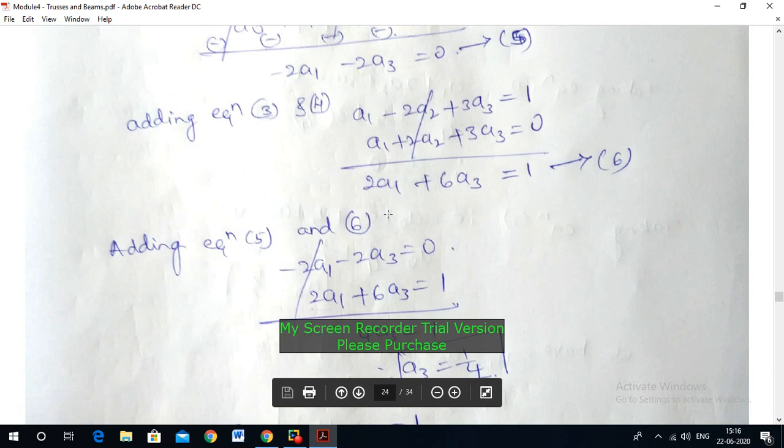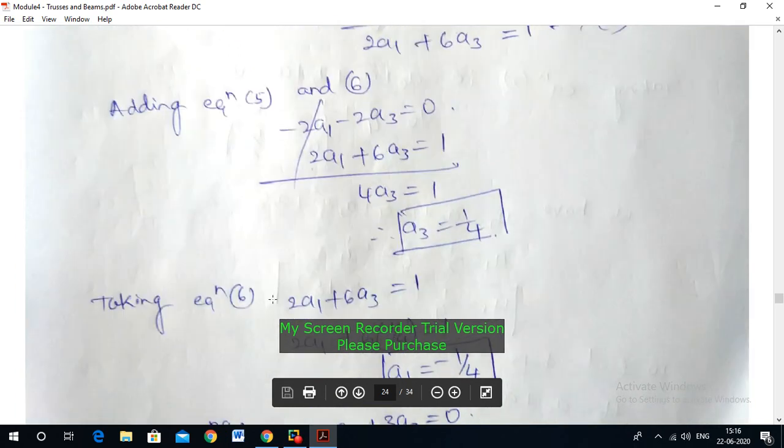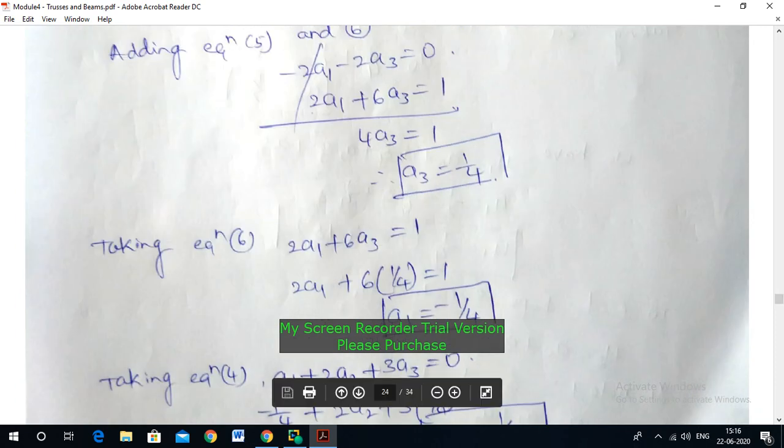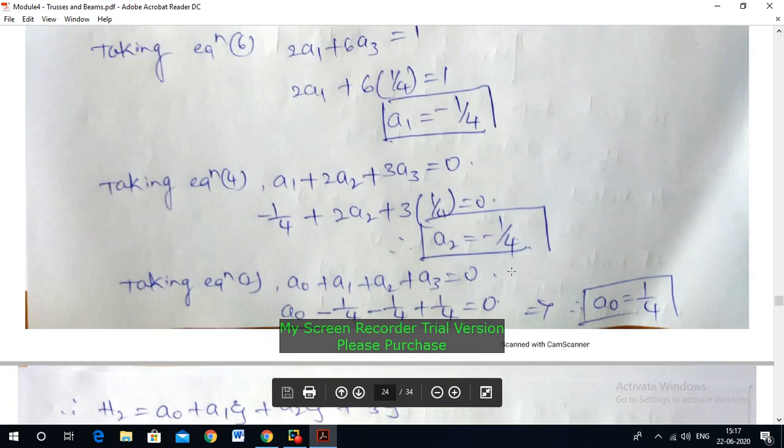After adding equation number 5 and 6, I will get the value of a3. Taking equation number 6, substitute a3 value equal to 1 by 4 in equation number 6: 2a1 plus 6a3 equal to 1, what we already calculated, and I will get a1 equal to minus 1 by 4. Next, taking equation number 4, it is a1 plus 2a2 plus 3a3 equal to 0. Substitute a1 is equal to minus 1 by 4, I will get a2 equal to minus 1 by 4.